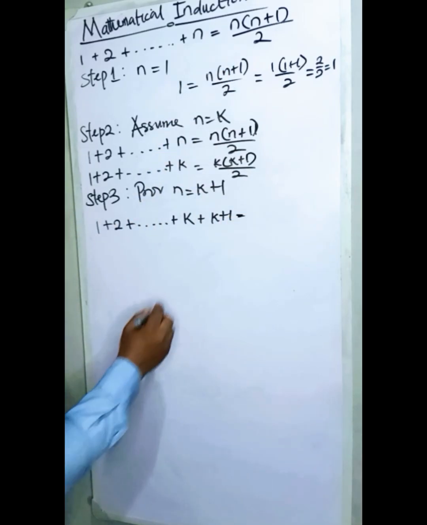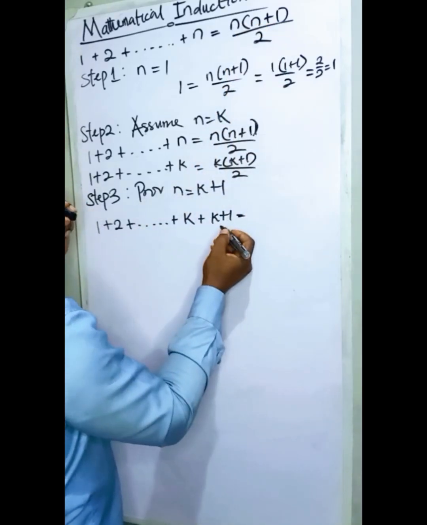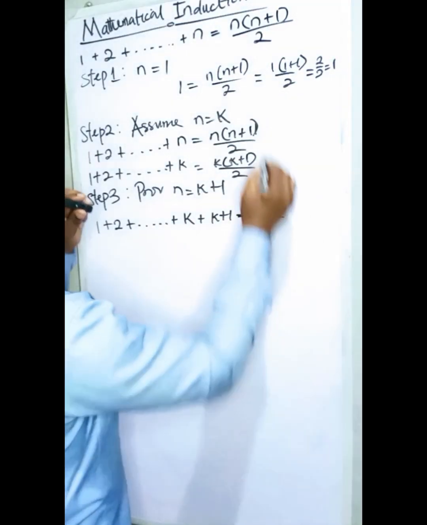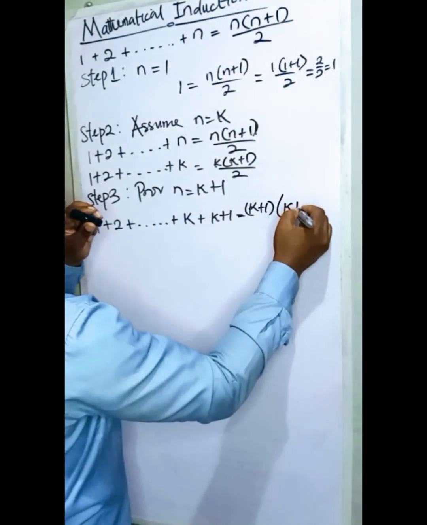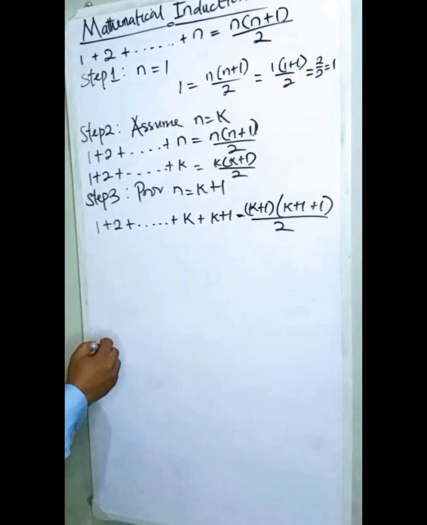This will be equals to... anywhere I find my n, I'm going to introduce k plus 1. That will be k plus 1 times k plus 1 plus 1 all over 2.